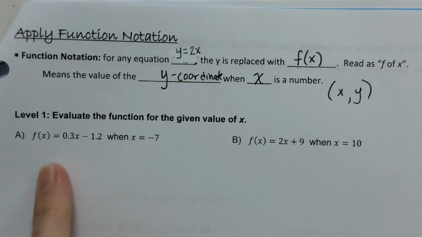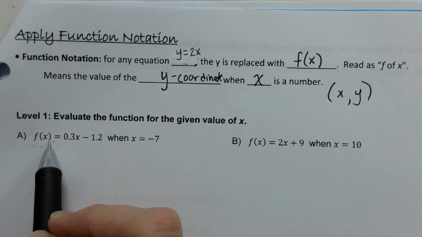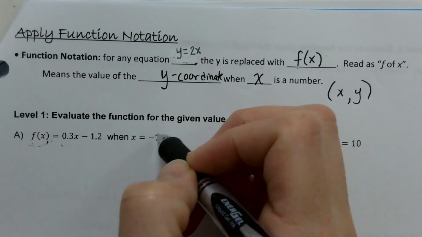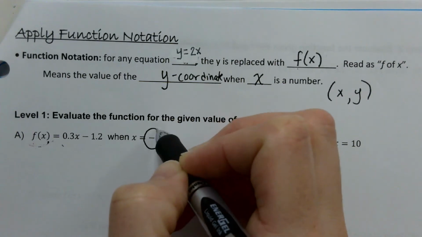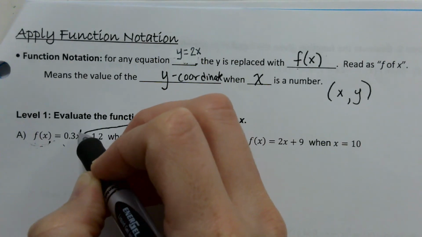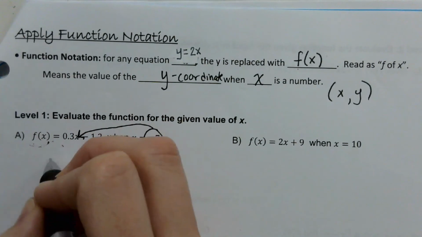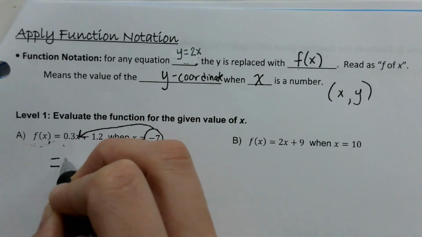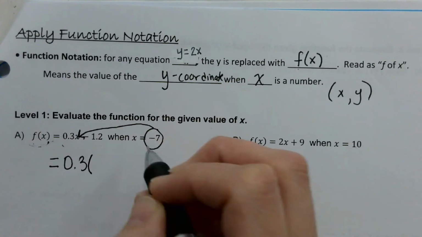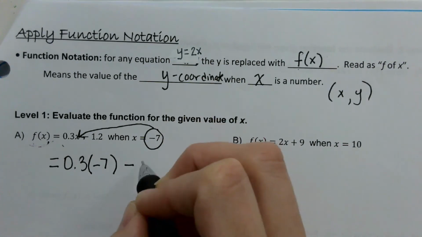Okay, so this first one. Remember, this is just y, so don't let this get all crazy and up in your head. Okay, we're just looking at this side right here when x is -7. We're going to take this -7 and we're going to plug that -7 in for x, which is something that we've done before. Okay, so let's not worry about this side over here. Let's just stay right here. 0.3x, so x is going to be replaced with -7, and then it was a minus 1.2.